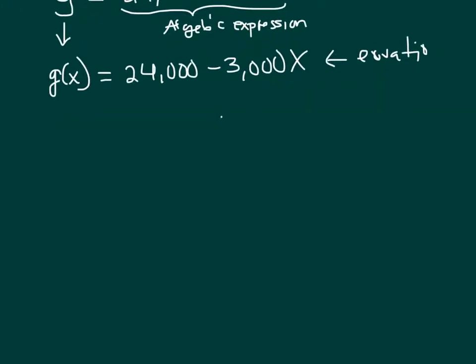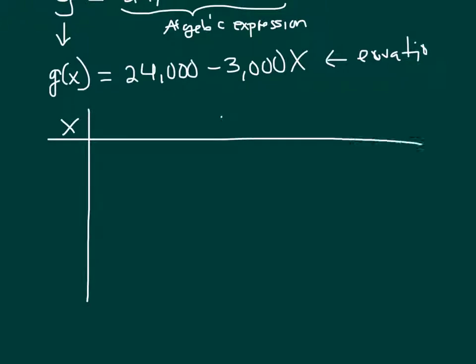Let's go ahead and make a table. Here's X, and then I have G of X equals 24,000 minus 3,000X. In this case, let's use positive numbers. In the last example, I think it was -2, -1, 0, 1, and 2. Well, I'm not going to use -1 in this case because it doesn't make sense. In -1 years? It's going to be 1 year, 2 years, 3 years, there is no negative here. We're really just working in quadrant 1.